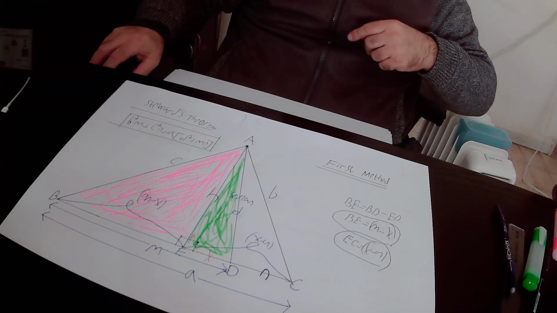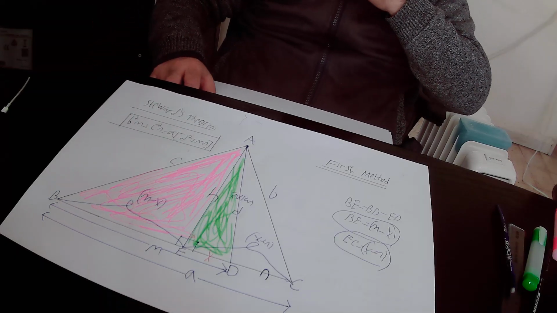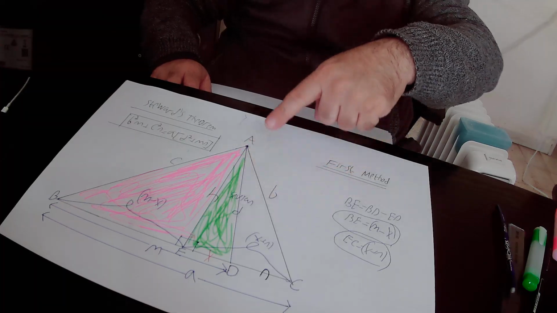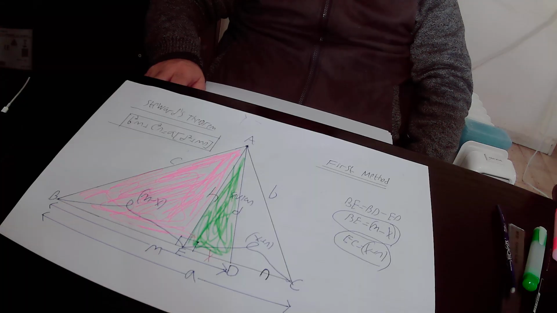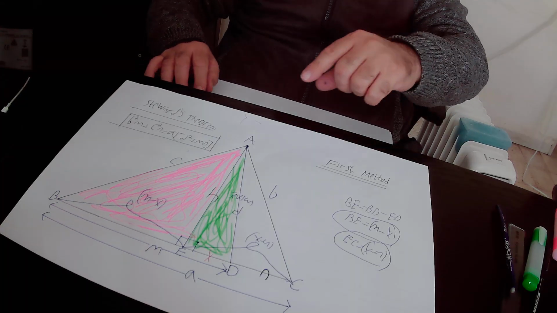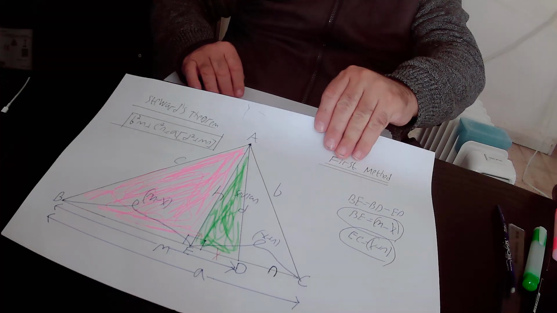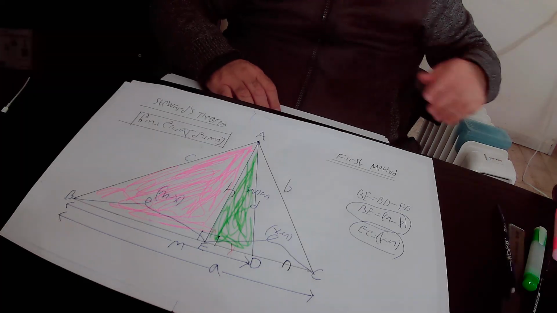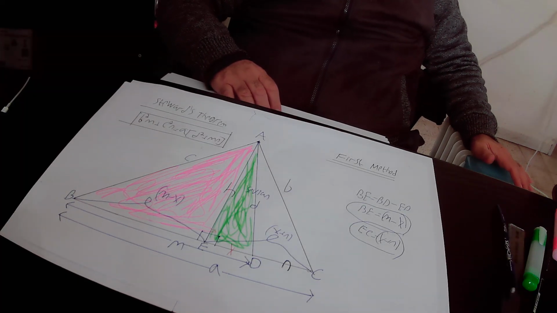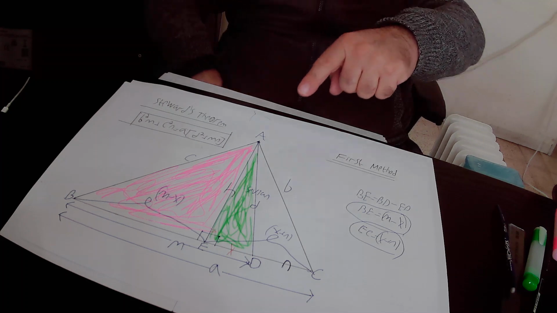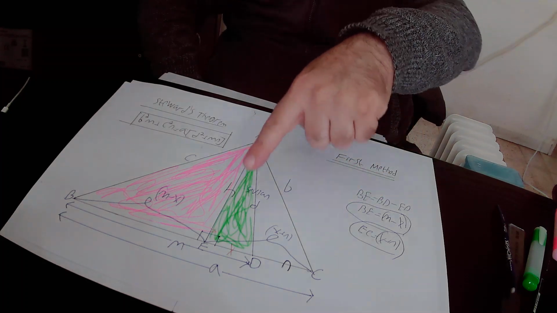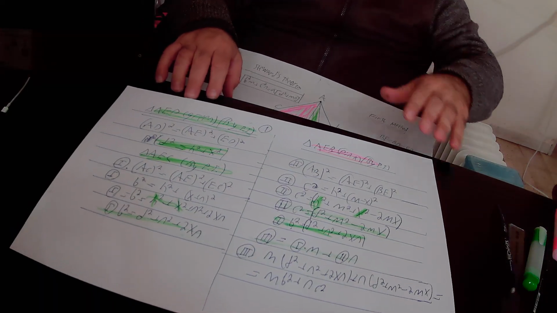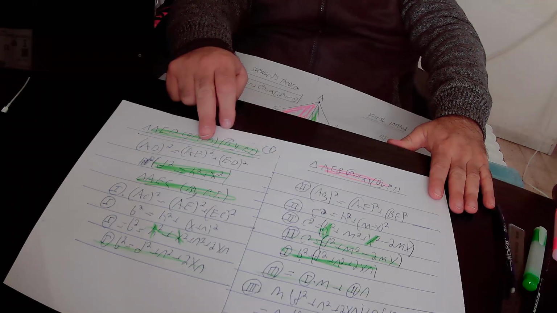Then we implemented the Pythagoras theorem on the green right triangle AED. According to the Pythagoras theorem, the square of the hypotenuse equals the sum of the squares of the perpendicular sides. That is to say, in the right triangle, AD square equals AE square plus ED square.